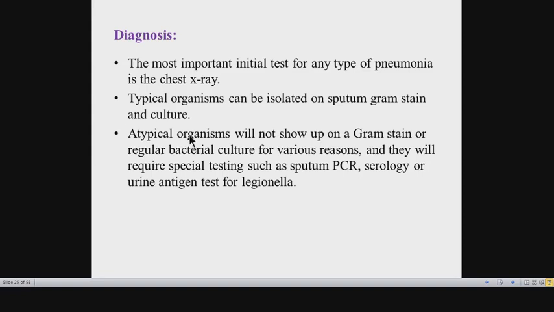And along with that, we can also check the inflammatory markers, especially the C-reactive protein. And inflammatory markers will help us to monitor the response to treatment. So these are the investigations which can be performed in pneumonia in general.